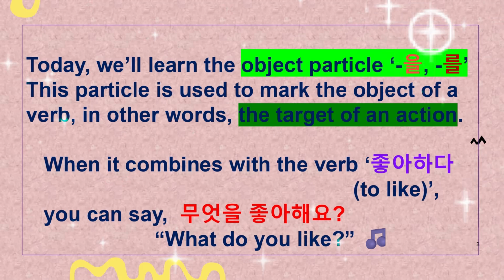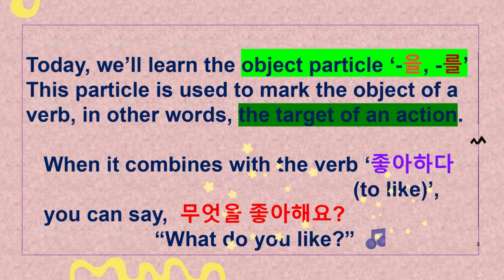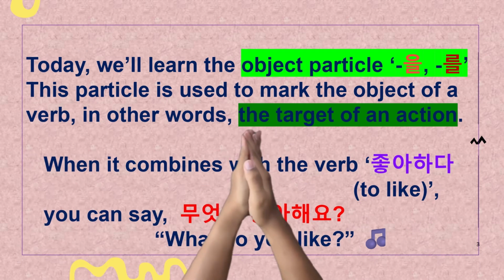Today we'll learn the object particle, 을/를. This particle is used to mark the object of a verb. In other words, the target of an action. When it combines with the verb 좋아하다, you can say 무엇을 좋아해요? What do you like?